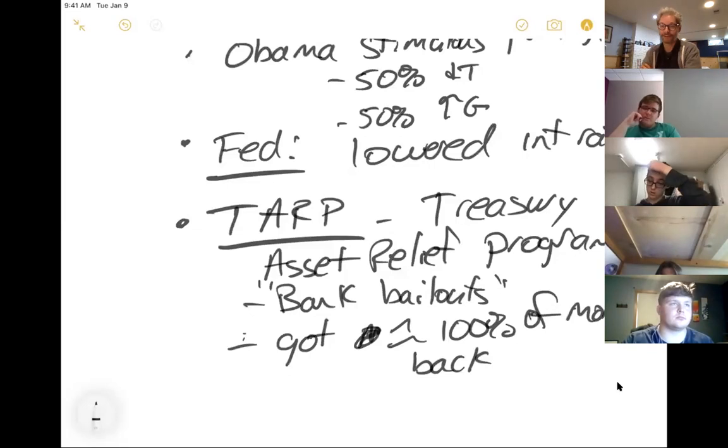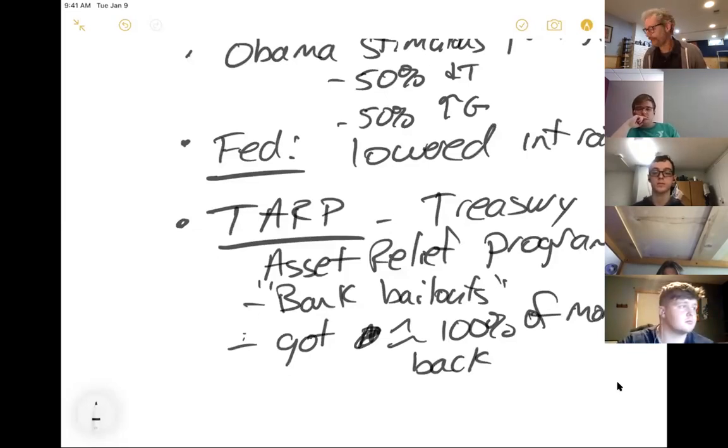And if you go back and read a history about this, one of the most unfortunate things was that as soon as these banks got the bailout, what was the first thing the CEOs did? They paid themselves big bonuses. Well, of course, the optics of that looked horrible.